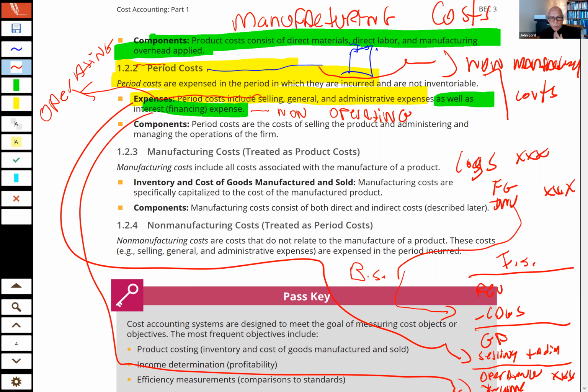So you have product costs. Product costs are direct materials, direct labor, manufacturing overhead. They're also called manufacturing costs. You have period costs. Period costs are selling and administrative costs. They go straight to the income statement. And you could also call them non-manufacturing costs.